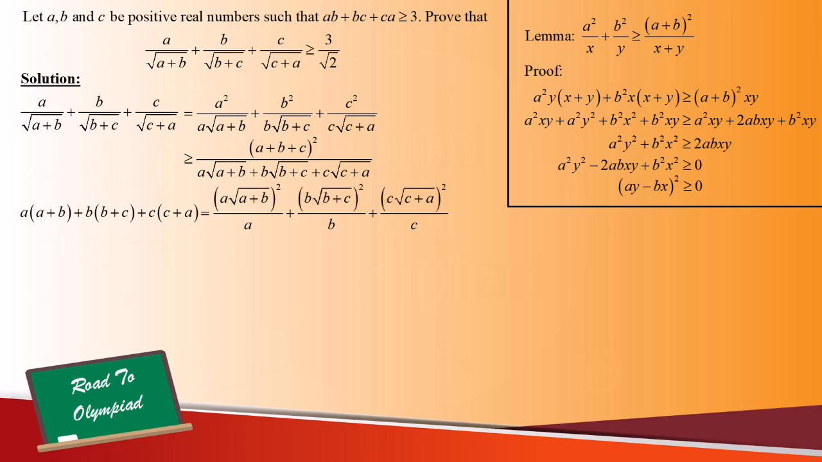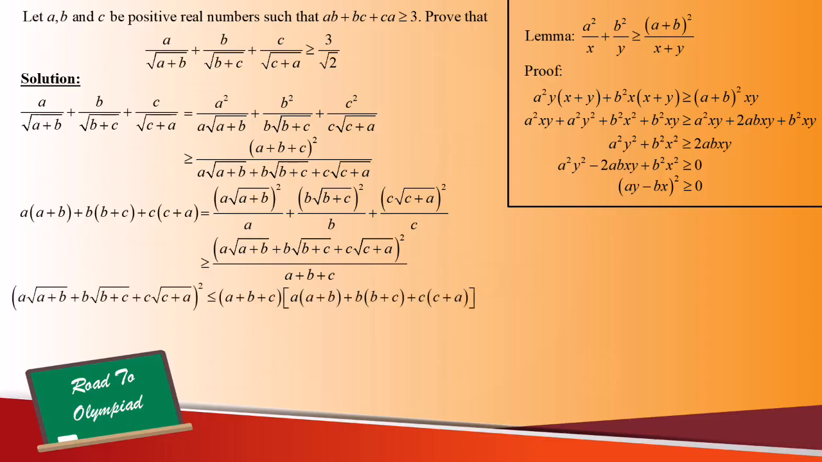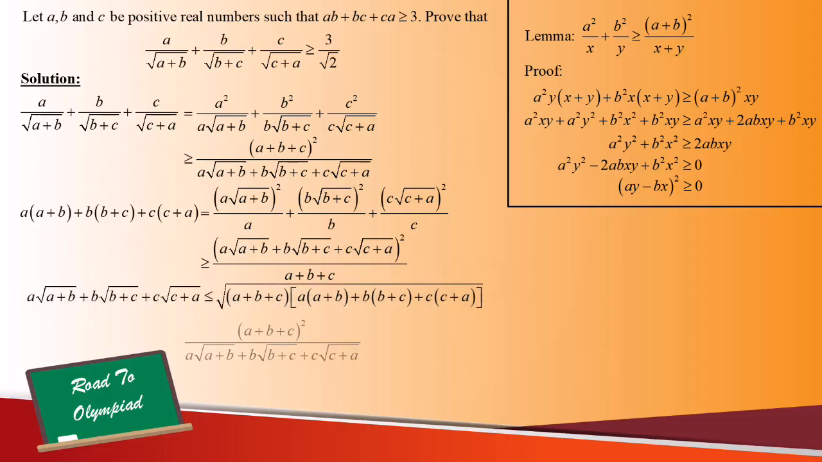So we can apply the lemma just now again to have it to be greater than or equal to (a square root of a plus b, plus b square root of b plus c, plus c square root of c plus a) the whole thing squared over a plus b plus c. Multiplying the a plus b plus c to the other side and taking square roots on both sides, we have this one. With this, we now have these expressions which we obtained from the first inequality just now to be greater than or equal to this thing.